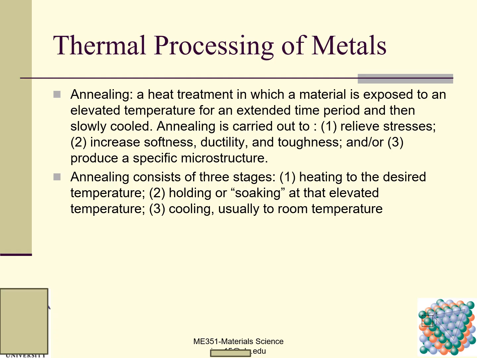Annealing consists of three stages, as the name describes. First, we heat the material to the desired temperature, and second, we hold or soak these metal alloys at this elevated temperature, and then we cool it, usually to room temperature. So this is how we do annealing. And any questions regarding this slide?